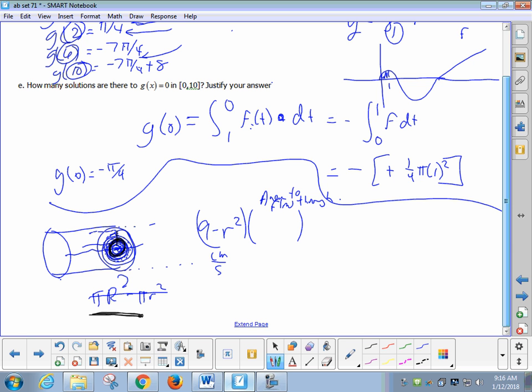What's the length of this? The circumference, and so 2 pi r. What's the thickness? I mean, it's paper thin, super thin, dr. Beautiful. Okay. Now, this is area, so that's square centimeters. You with me so far?